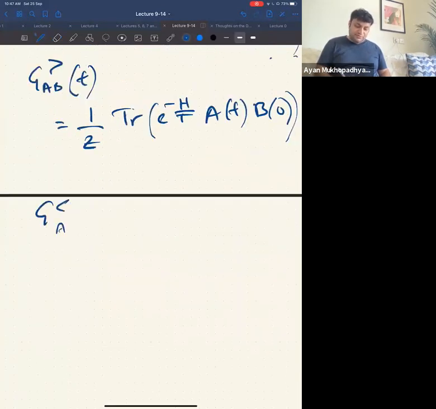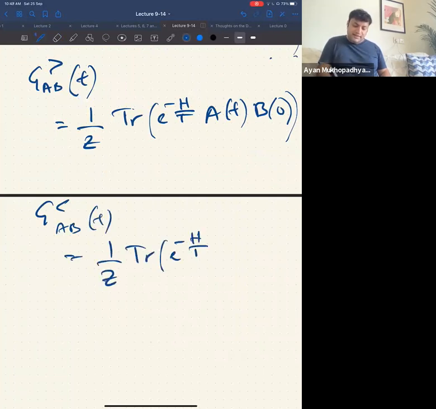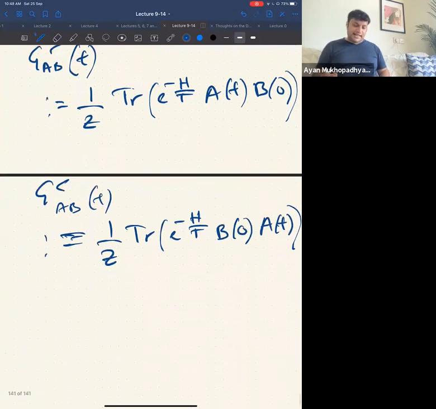AB, which should be equal to 1 over Z trace of e to the power minus H by T. This is something we did also for xx, the definition. But here we do B(0) and A(t). We just put it the other way, right? So these are the definitions. Now let us see something interesting.